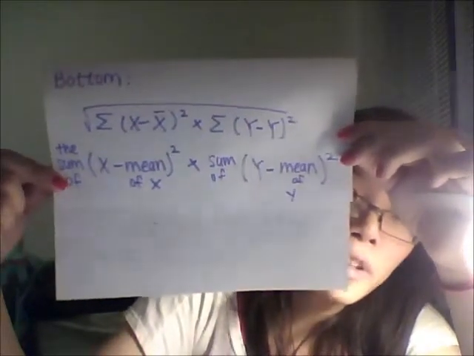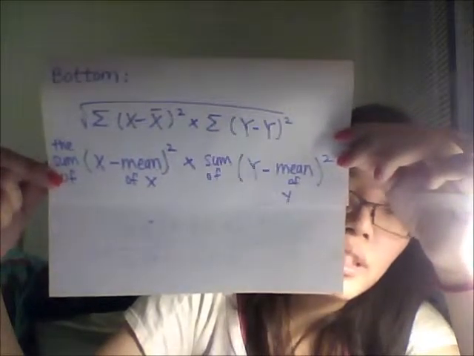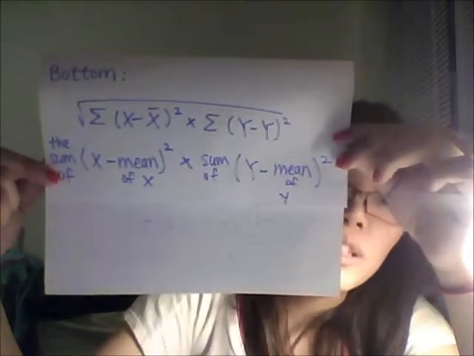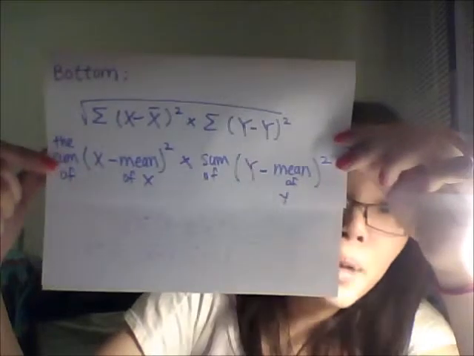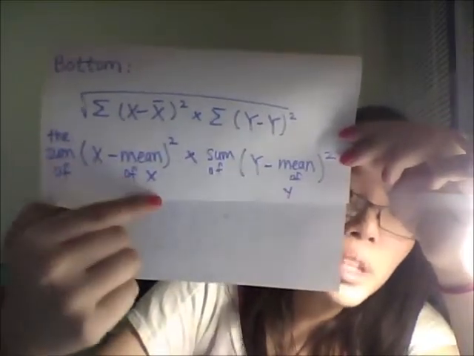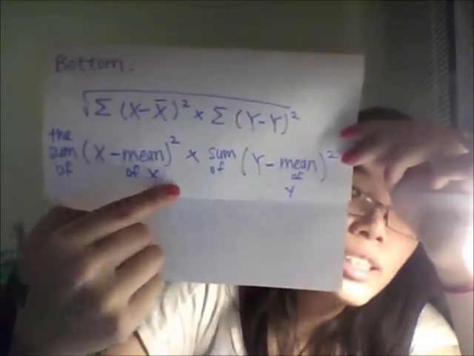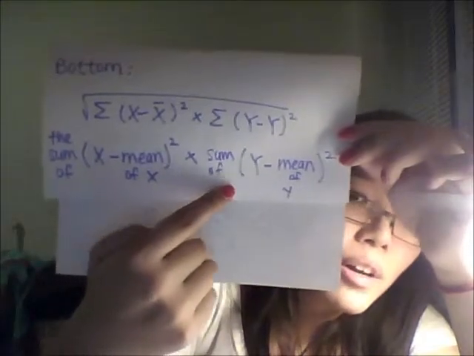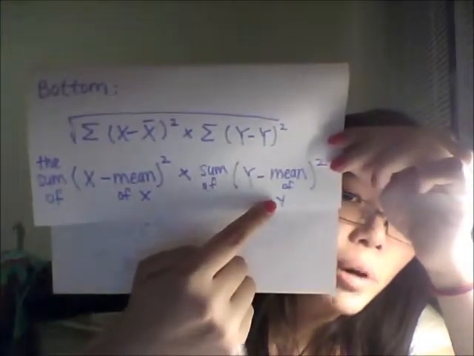So the bottom part of the equation is the square root of the sum of X minus mean of X squared times the sum of Y minus the mean of Y squared.